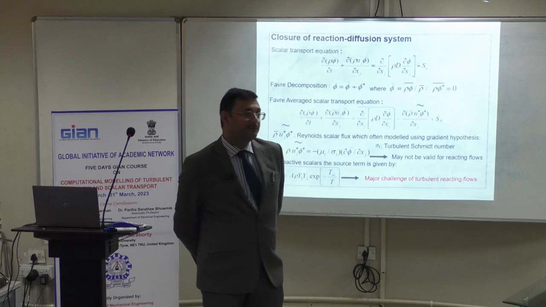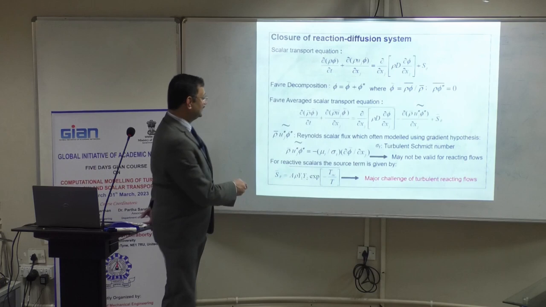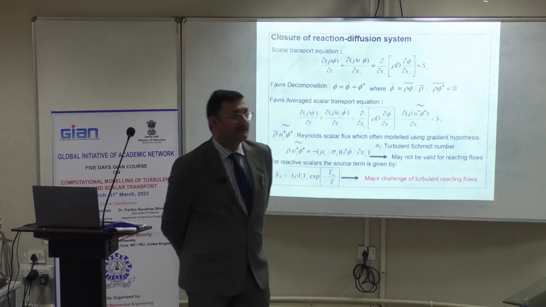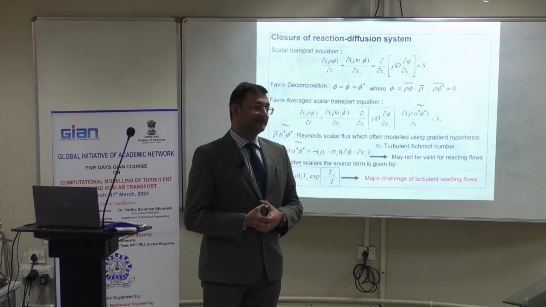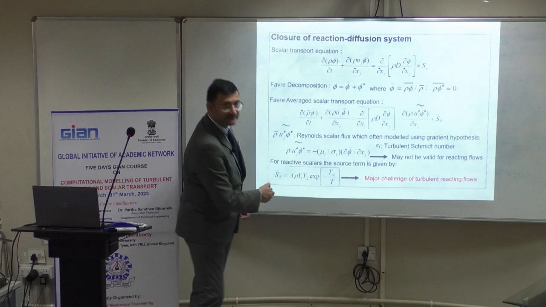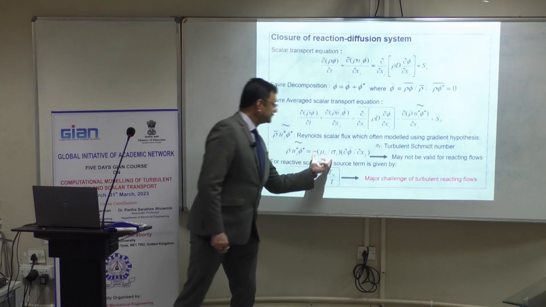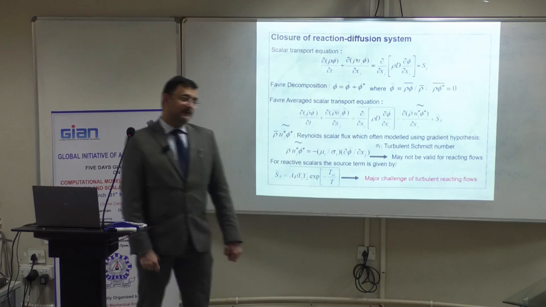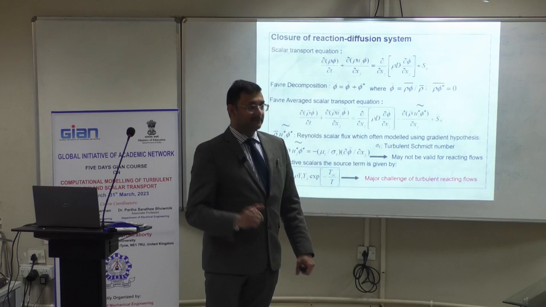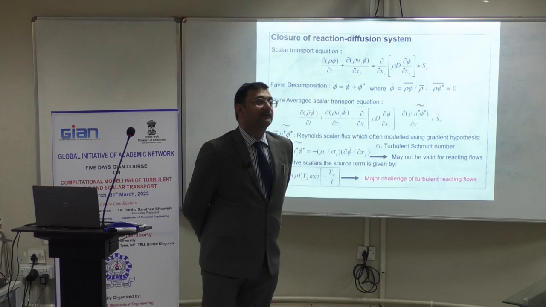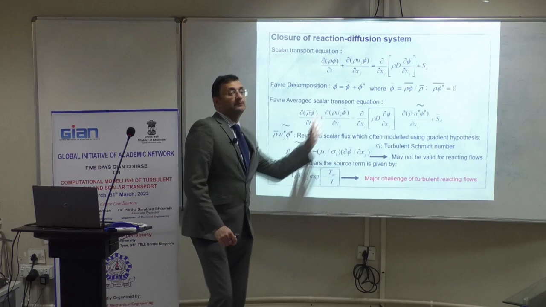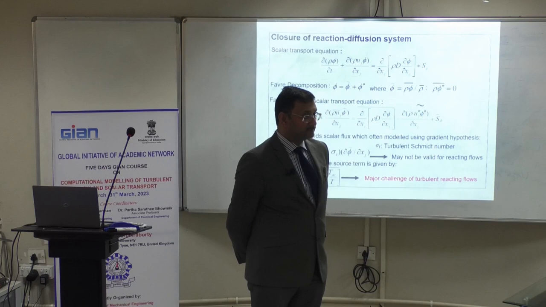But to be honest, there are situations where this kind of model actually fails miserably. And there are situations in reacting flows where the scalar flux does not behave in a gradient manner. That means, according to this, this part is positive, right? Eddy viscosity is positive. Turbulent Schmidt number is positive. So this part is positive. So effectively, this equation suggests that turbulent diffusion takes place from the high concentration region to the low concentration region. That's what this negative sign ensures, right? But there are situations, especially in reacting flows, where just the opposite thing happens. Clear?